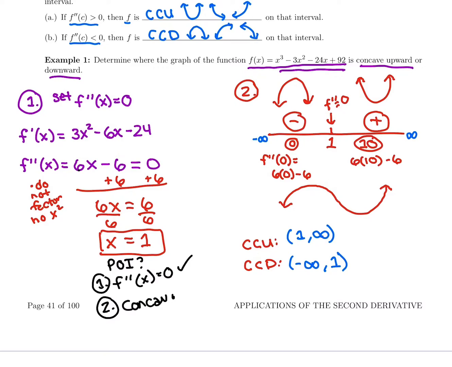Concavity changes. If it does, it's an inflection point. If it doesn't, it's not an inflection point. We still use it on our sign chart, but we don't call it an inflection point. So let's look. Does concavity change? Well, it went from concave down to concave up. So yes, it is an inflection point.